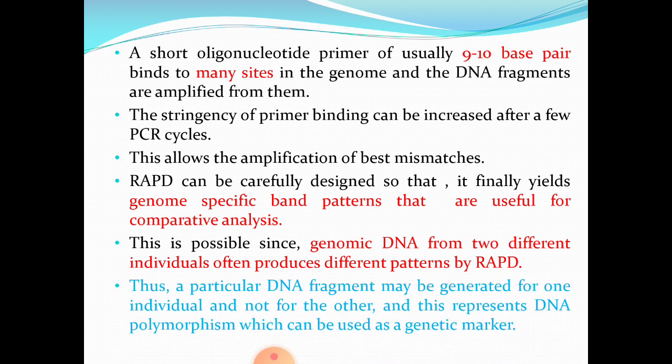Therefore, I have highlighted, I'll repeat: a particular DNA fragment may be generated for one individual and the same may not be so in another individual, and therefore there occurs DNA polymorphism, which can be used as a genetic marker.